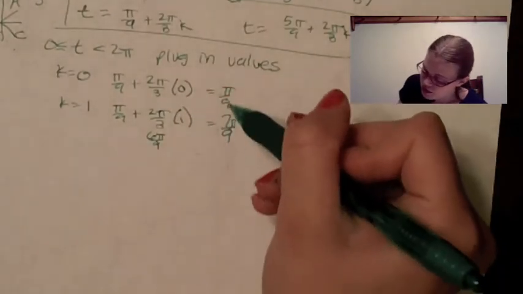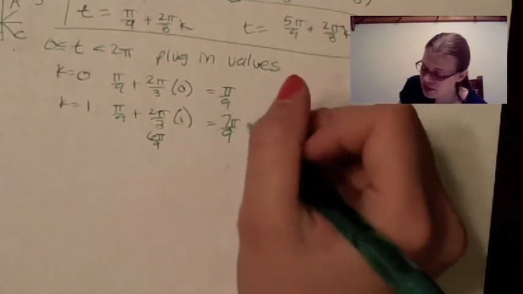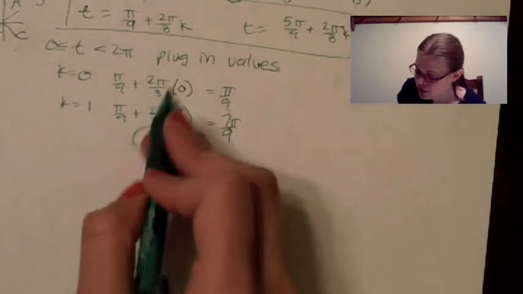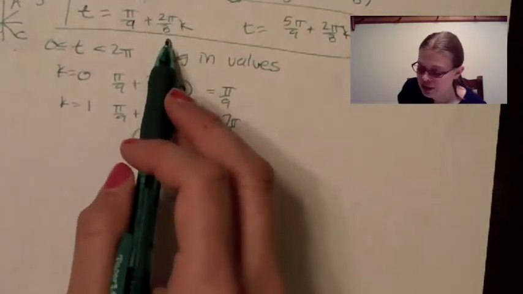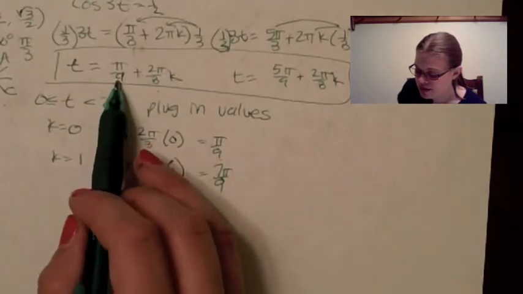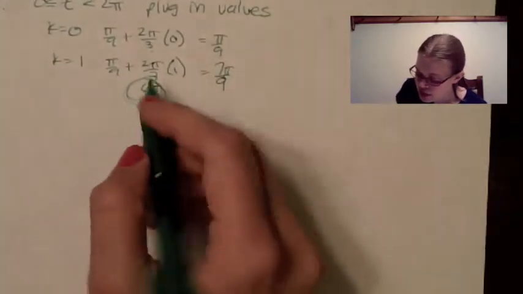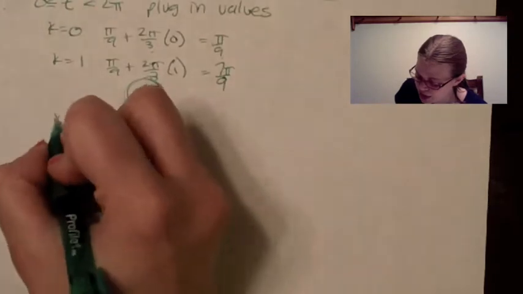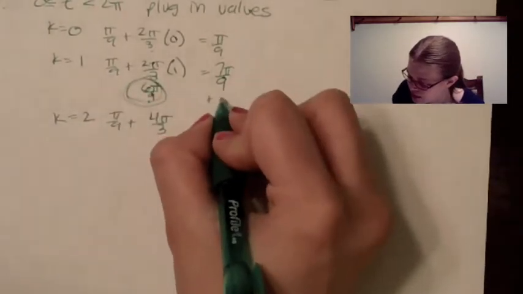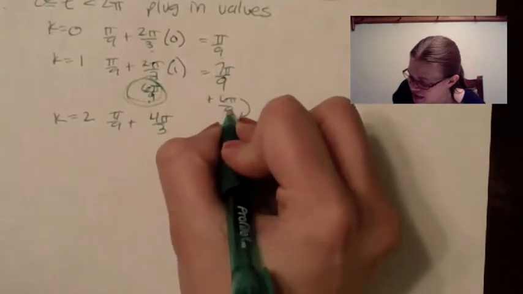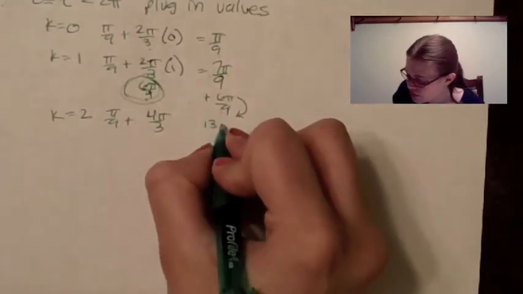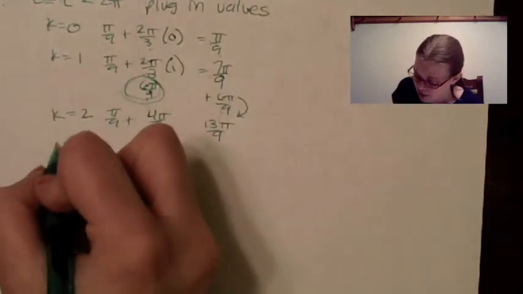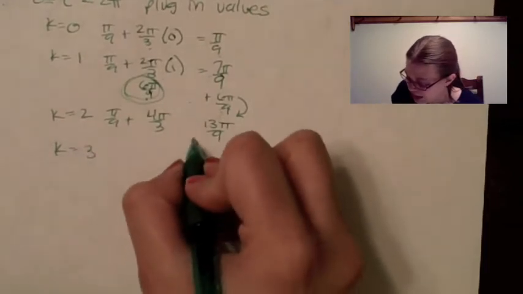Now notice, to go from pi ninths to 7 pi ninths, I went up by 6 pi ninths. So what you're really adding in between each one is the 2 pi thirds times k, with a common denominator, which is this 6 pi ninths. So rather than plug in 2 and say this is pi ninths plus 4 pi thirds and then find a common denominator, I'm going to choose to say this is really just plus 6 pi ninths, and that's going to give me the value of 13 pi ninths.